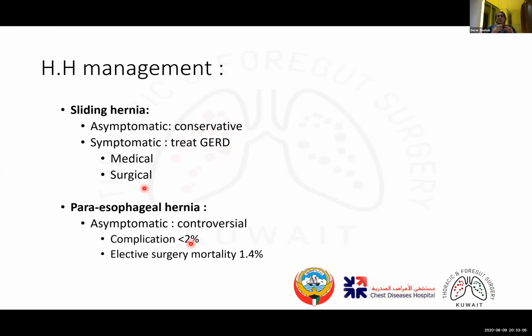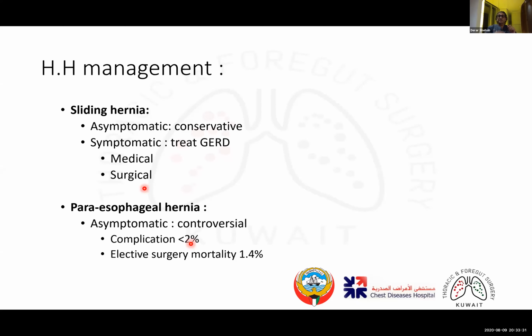So for treatment of hiatal hernia, if you have a sliding asymptomatic, then you can observe, you can conserve basically. You don't have to worry about surgery. But if they are symptomatic, then you should start treating GERD. Most of the time, you're treating the GERD medically or sometimes surgically.